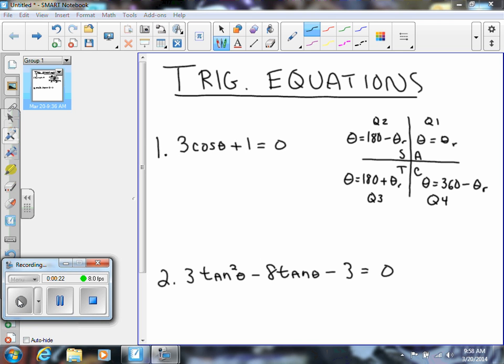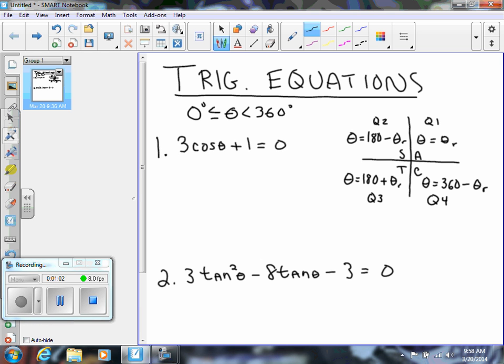I've got CAST written down, as well as the relationship between theta and each reference angle and the quadrants. So first of all, what we want to do is isolate cosine anytime we're doing a trig equation. And the one thing that usually is given to us in grade 11 is that my answers should come between 0 degrees and 360 degrees. Sometimes it's less than or equal to 360, sometimes just less than, so we have to be careful with that.